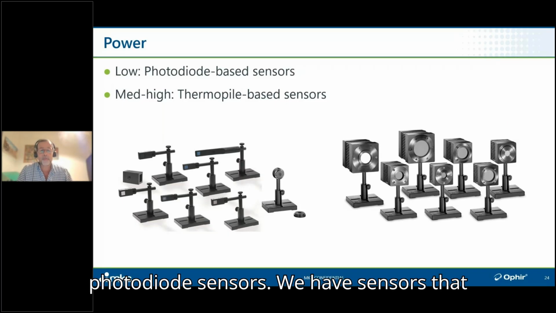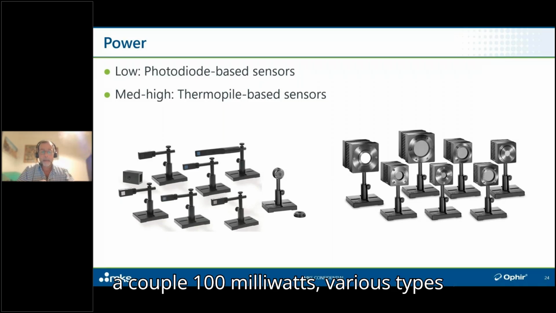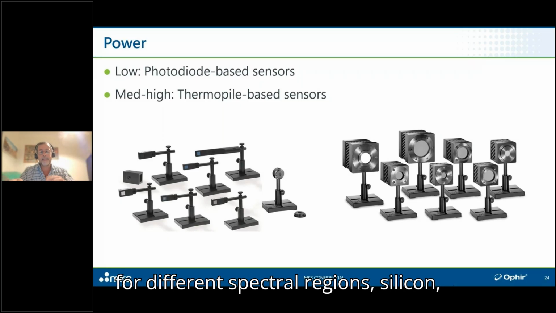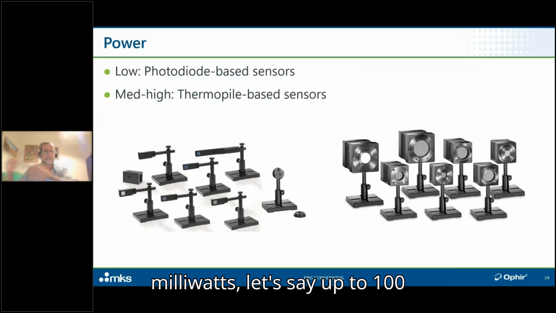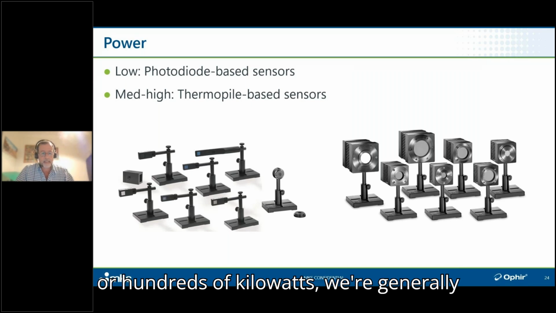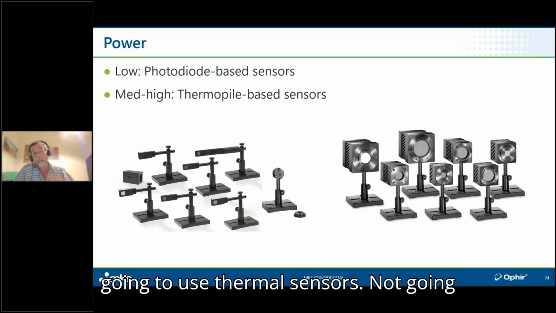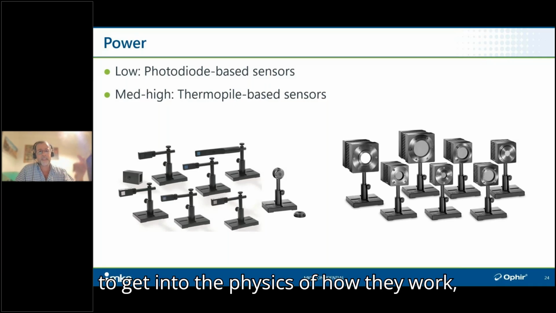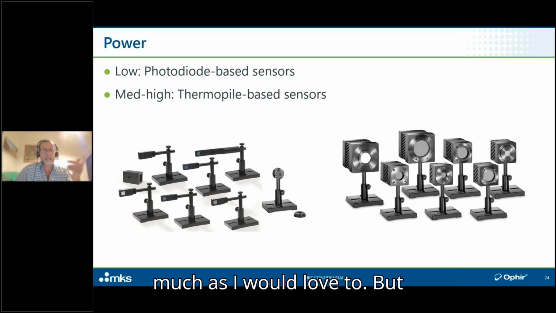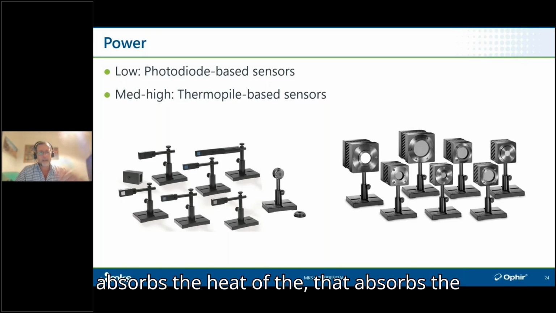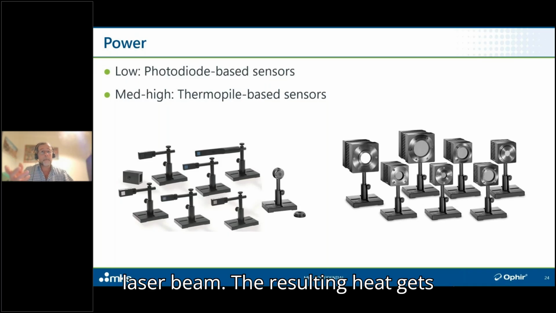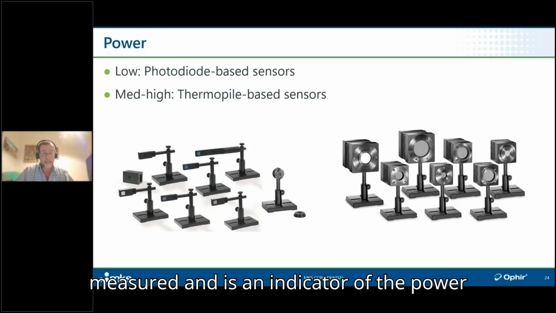For powers from milliwatts, let's say up to 100 or hundreds of kilowatts, we're generally going to use thermal sensors. Not going to get into the physics of how they work, much as I would love to. But it's a sensor that absorbs the laser beam, and the resulting heat gets measured and is an indicator of the power that was in the beam. I said milliwatts. At Ophir, we have some thermal sensors that can measure as low as a few microwatts, which is very sensitive for a thermal sensor. But usually for that kind of power, all things being equal, we might choose a photodiode-based sensor instead.